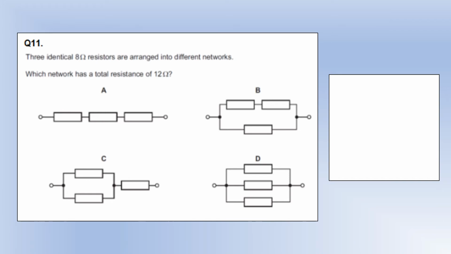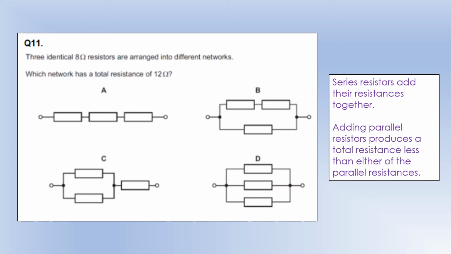3 identical 8 ohm resistors are arranged in different networks. Which network has a total resistance of 12 ohms? Okay, so I'm going to use 2 rules to solve this. In series, you add the resistances together, and that's going to help us get rid of one of the answers here. And when you add parallel resistors, it always produces a total resistance less than either of the parallel resistors. So if we have a 1 ohm and a 2 ohm in parallel, the total resistance will be less than 1. It's got to be less than both of them, and that's going to be useful here. So we can eliminate A straight away. That's clearly got a resistance of 24 ohms.